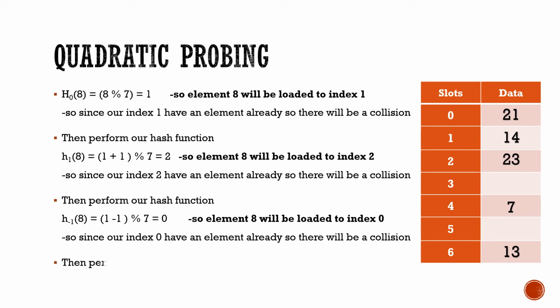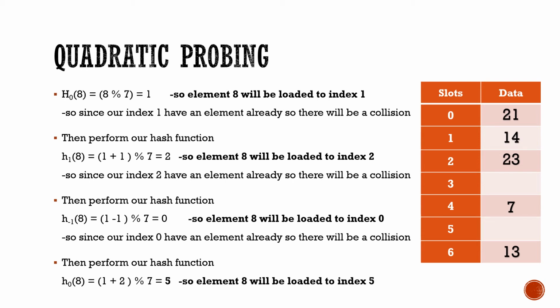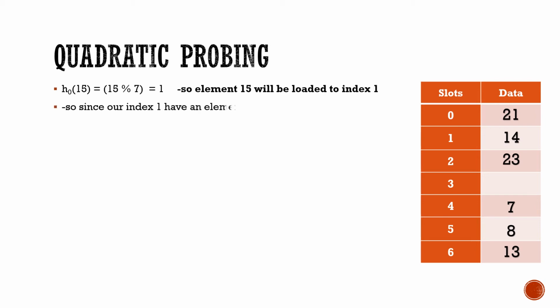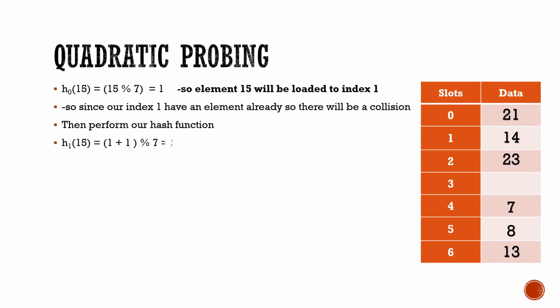Since index 0 has an element already, there will be a collision. Then perform our hash function. h2 of 8 equals 1 plus 4 modulo 7 equals 5. So element 8 will be loaded to index 5. And the next element is 15. 15 modulo 7 equals 1. So element 15 will be loaded to index 1. Since index 1 has an element already, there will be a collision. Then perform our hash function. h1 of 15 equals 1 plus 1 modulo 7 equals 2.